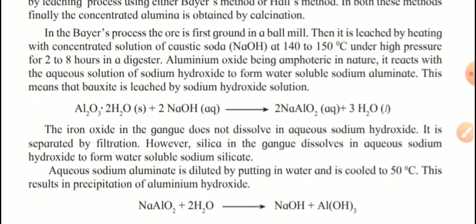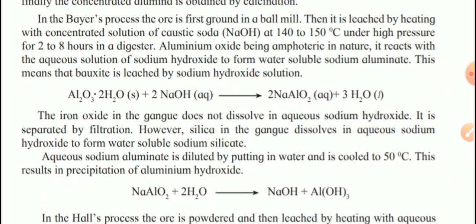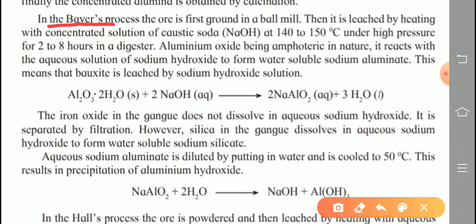Next. The first process is Bayer's process. What happens in Bayer's process? In the Bayer process, the ore is first ground in a ball mill. Then it is leached by heating with a concentrated solution of caustic soda. Caustic soda is the common name; its chemical formula is NaOH and chemical name is sodium hydroxide. This is done at 140 to 150 degrees Celsius under high pressure for 2 to 8 hours in a digester.